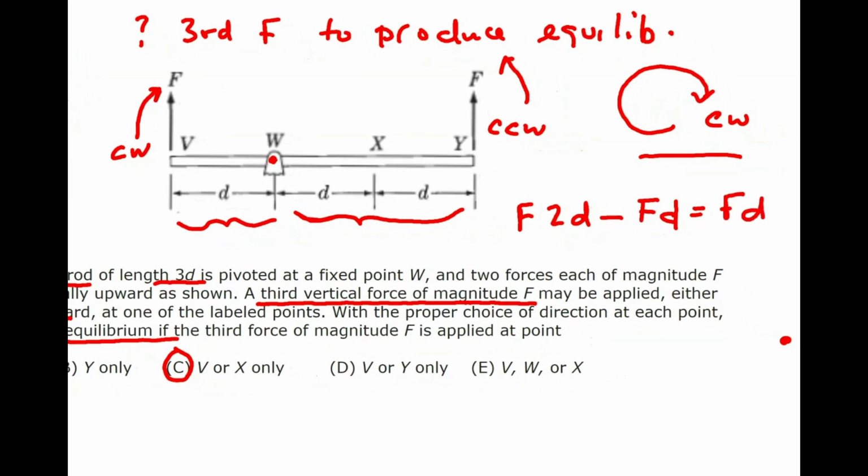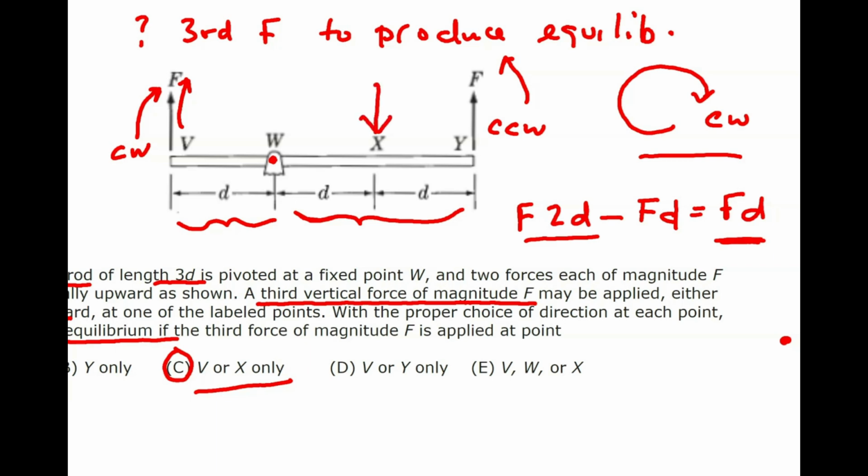So what do you need? You need a clockwise torque, because a clockwise torque is a negative torque. So which way would you put it? The answer is actually V or X. You could put another F right here to balance out that F times 2D. You can add a second F, and you get your second F times D, a negative, and that would make it 0. Or you could put one right here.